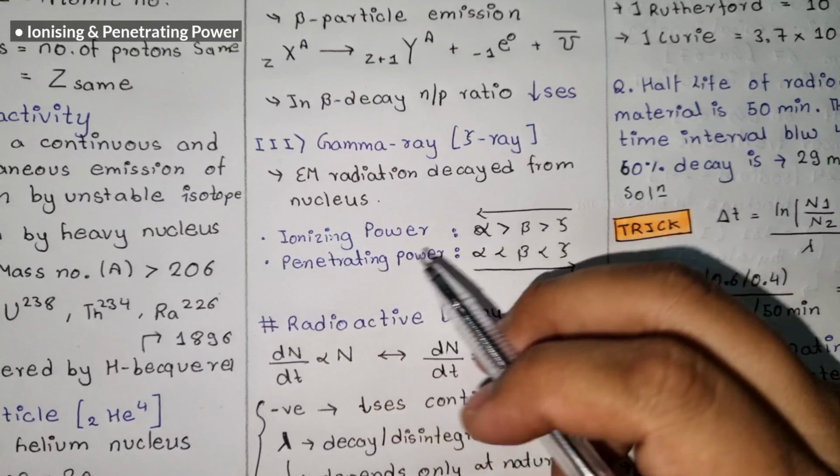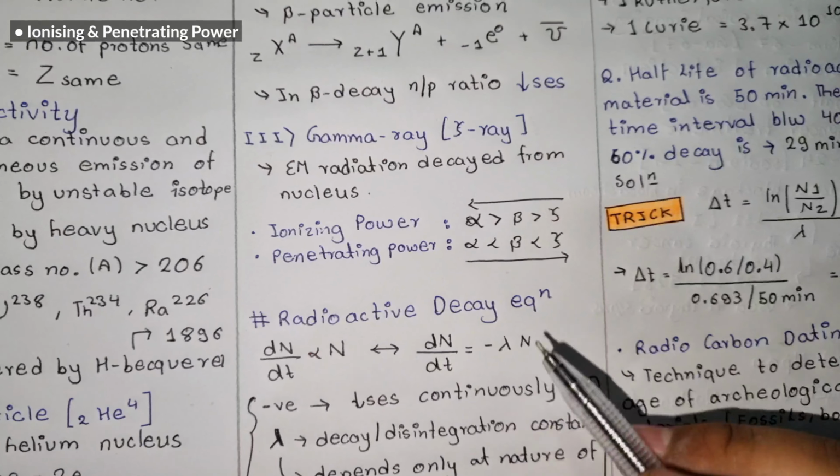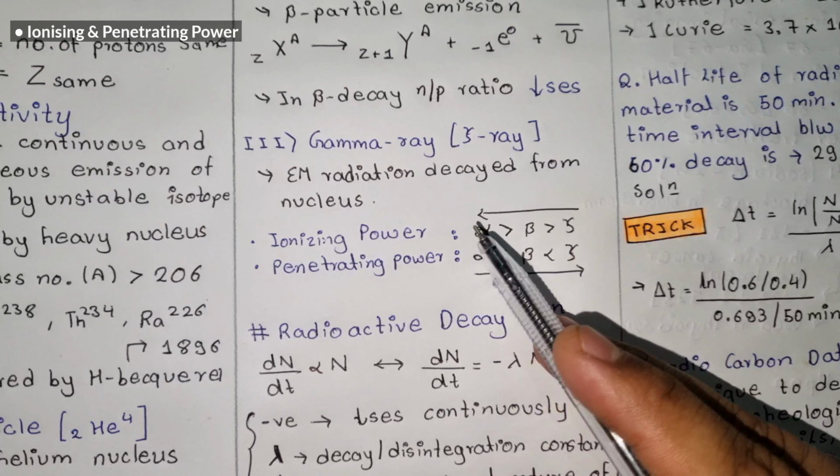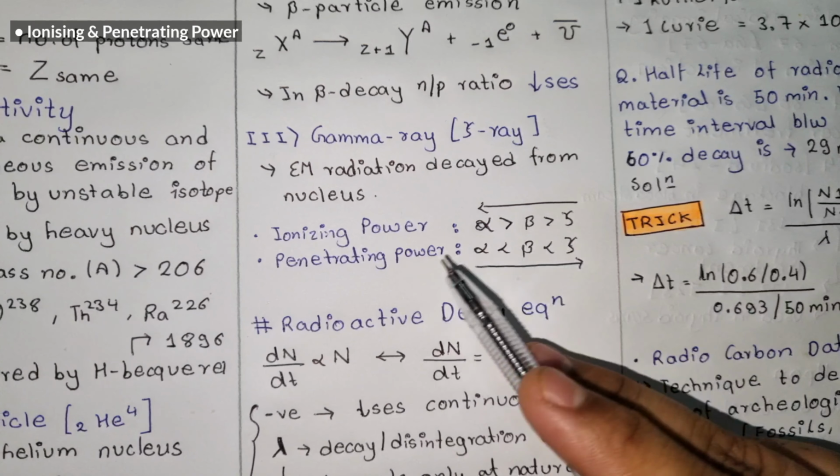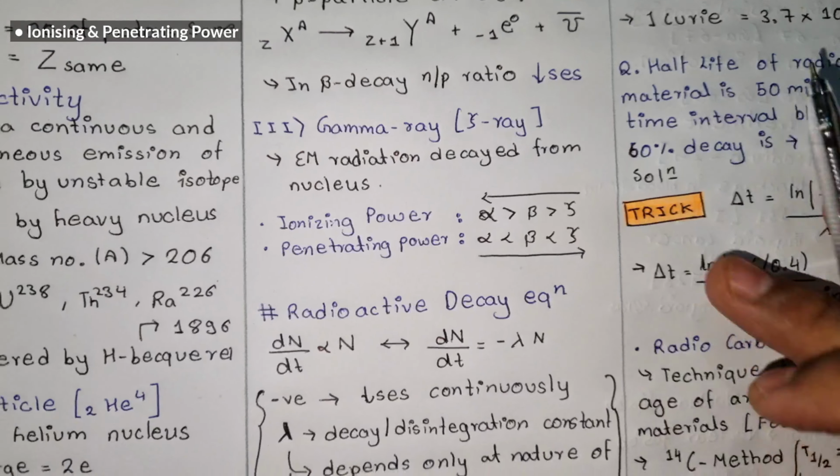The ionizing and penetrating power of alpha, beta, gamma rays: ionizing power decreases from left to right and penetrating power increases from left to right.